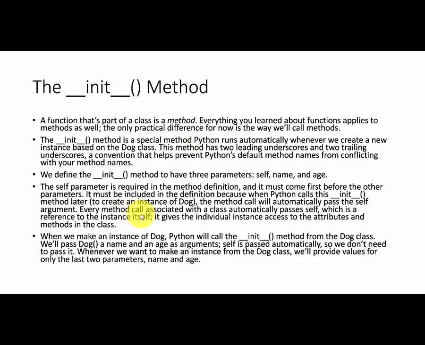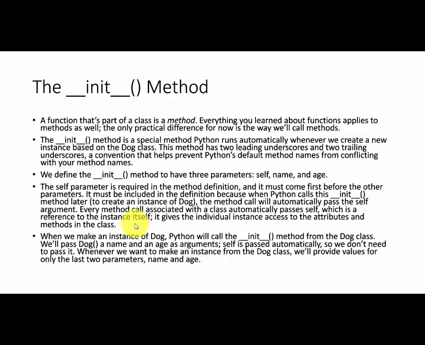Whenever the method is invoked, Python automatically passes self, which is a reference to the instance. When we make an instance of the Dog class, Python first calls the init method in the Dog class. We will pass only the name and age. We will not pass a value for the self parameter. Self is passed automatically, so we don't need to pass it.